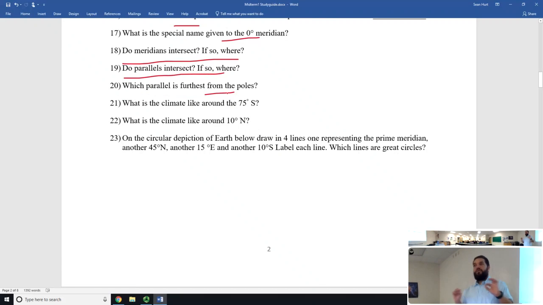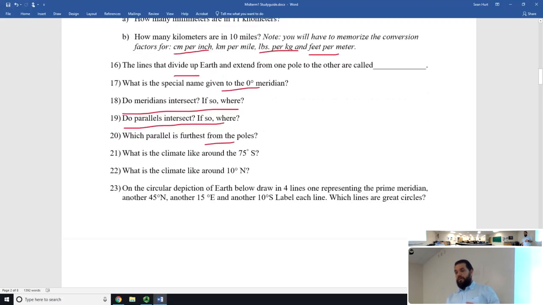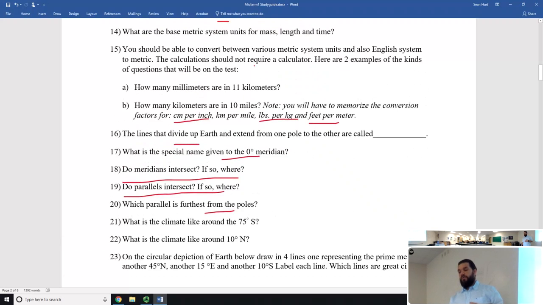Which parallel is furthest from the poles? It's the equator, right? What's the climate like around high latitude, say 75 degrees? Anything over 66 degrees, between 66 and 90, is high latitude. Those are all Arctic, Antarctic polar conditions, so it's cold. 75 degrees north or south is cold. What was 16 again? Meridians.